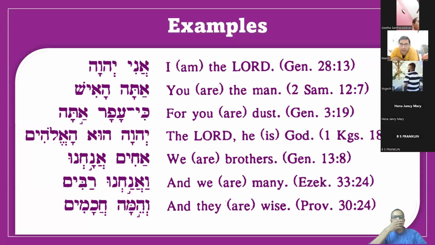Yes, in this case, usually the gutturals will take a compound or composite Shiva, but there are some exceptions. With that exception, this Shiva has to be pronounced, because before the Shiva you have a long vowel, an accented vowel, that is Metheg is there. So it is carrying a long vowel, so it has to be pronounced. Anachenu. Achim anachenu means we are brothers.